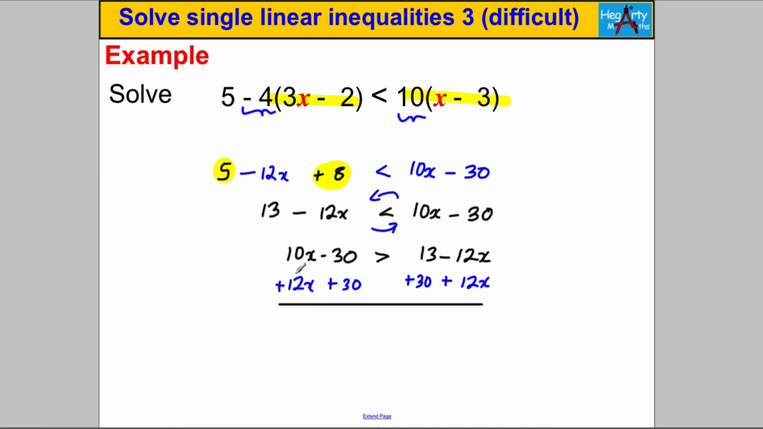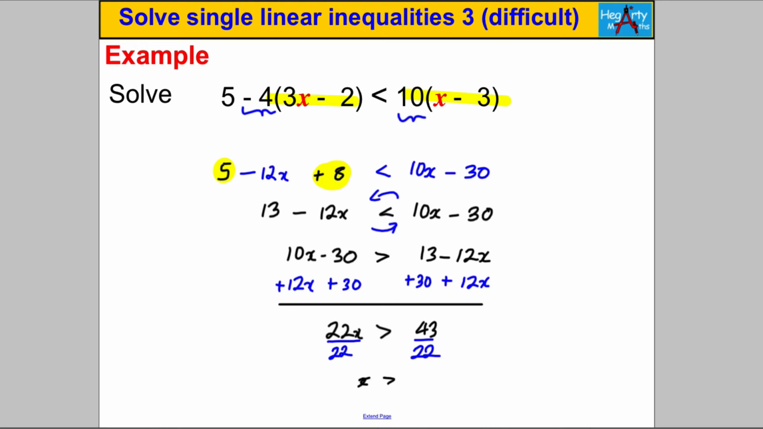If you tidy that up, 10x add 12x is 22x. Negative 30 add 30 is 0. I picked that on purpose. Is strictly bigger than. 13 add 30 is going to equal 43. Negative 12x add positive 12x is 0. I picked it and did that on purpose. Final line here. To undo multiply by 22, I divide both sides by 22 and I get myself the answer.